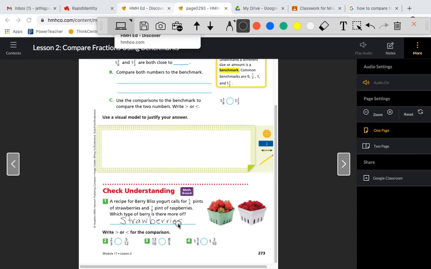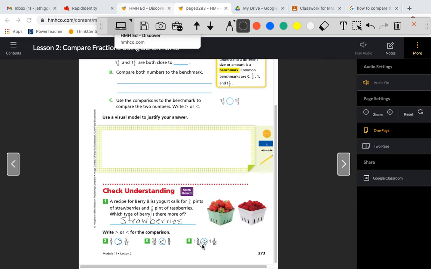Okay, number 2, we're writing greater than or less than for the comparison. So for number 2, we're comparing 2/3 to 5/12. We know that that is greater. So 2/3 is greater than 5/12. For number 3, 13/10 and 8/5. So our answer here would be less than. 13/10 is less than 8/5. All right, number 4, you have 1 5/6, comparing that to 1 3/10. So the answer here would be greater than.